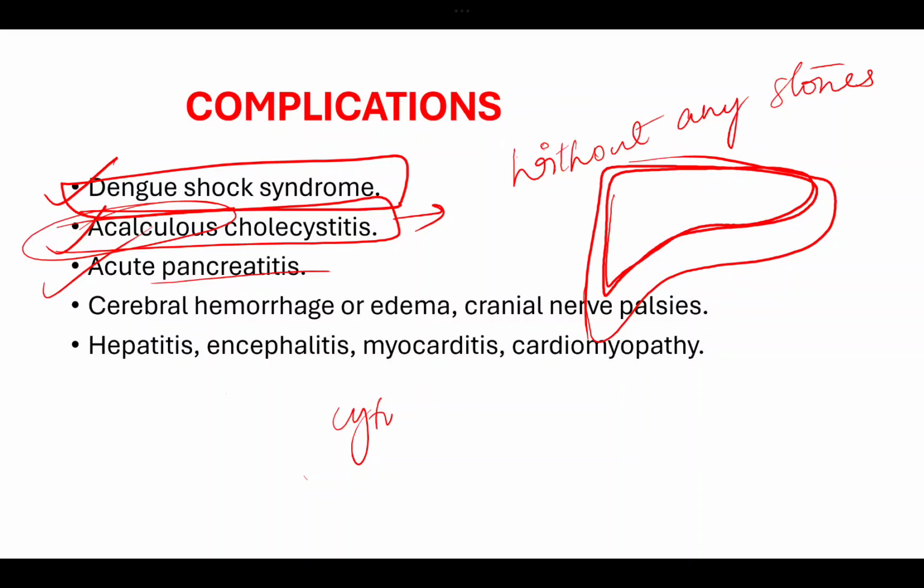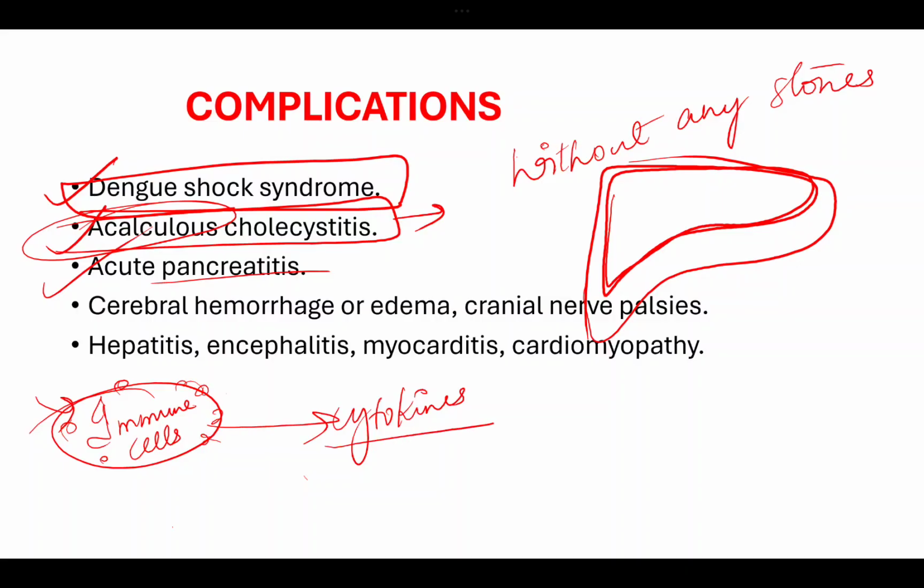The cytokine release, as we discussed earlier in the pathogenesis: the virus will go and affect the immune cells, and these immune cells will get activated. This activation causes the release of cytokines. These cytokines will go and cause inflammation of the brain, and they will cause inflammation of the gallbladder. In the brain, it will cause meningitis at times, with lethargy, irritation, and restlessness.